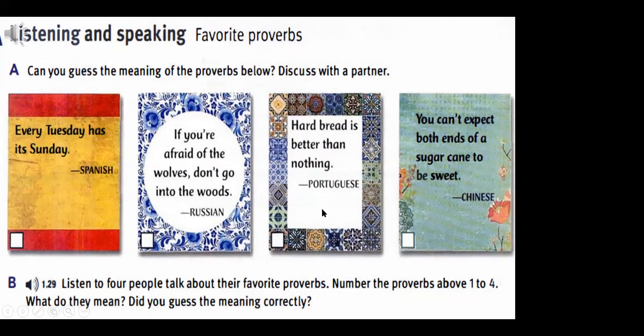I don't understand the proverb, teacher. Yes. I don't know lo que quiere decir. Yeah, you don't have to tell me in Spanish, but it's okay. You can expect both ends of a sugar cane to be sweet. What would you say? You can give me your own words. Anyone, Judith, Maru, Jasmine. You can expect both ends of a sugar cane to be sweet, right?